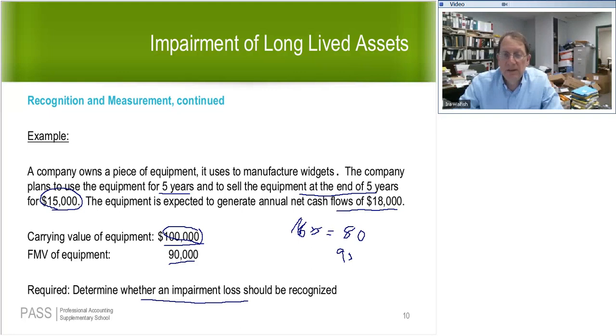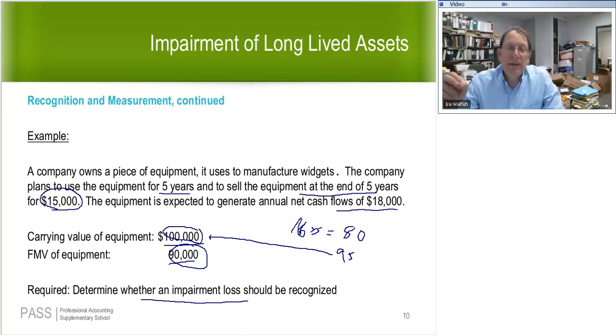Why is it a write down? Because 95 is less than 100. What do you write it down to? To 90,000. As long as my recoverability is below my carrying amount, I really don't care what the number is. I'm going to write it down to the fair market value of 90,000.